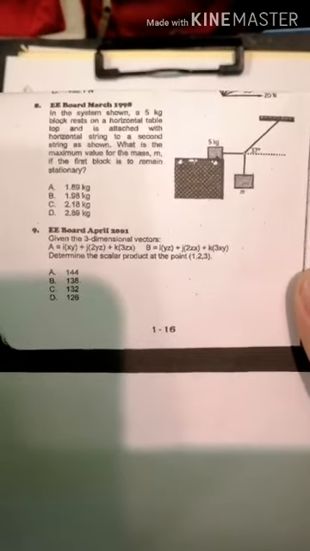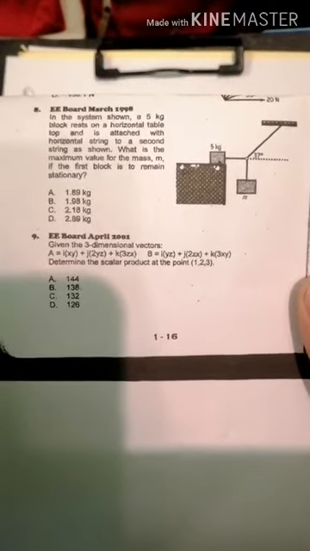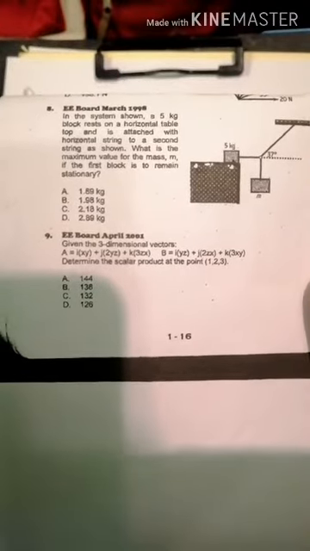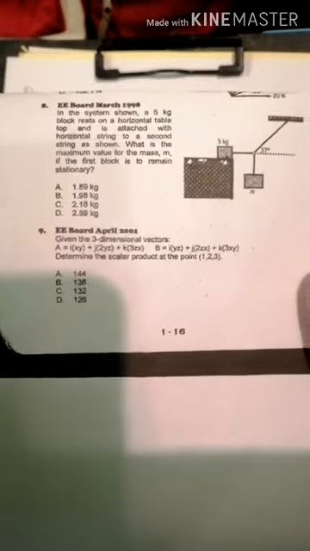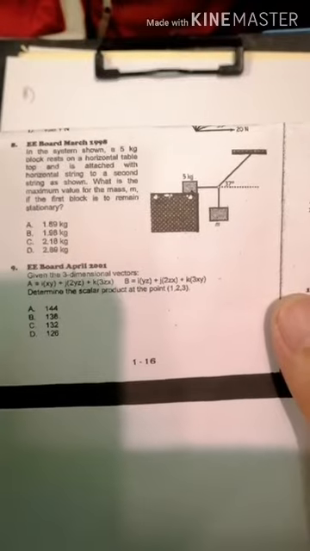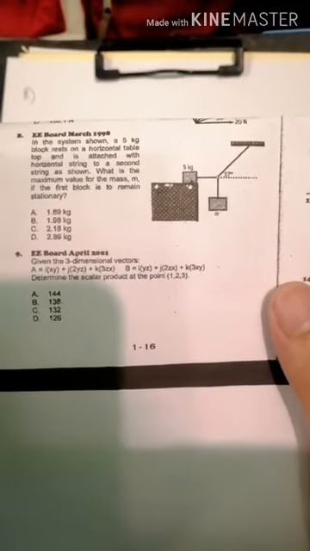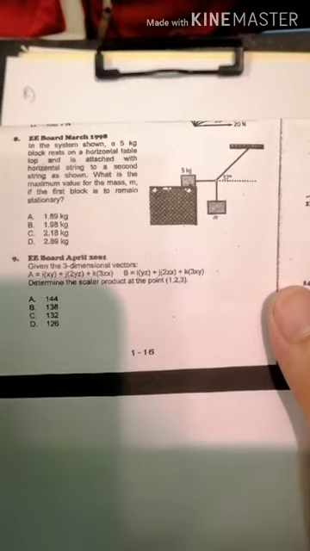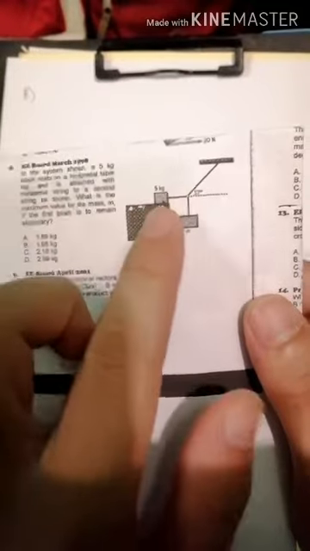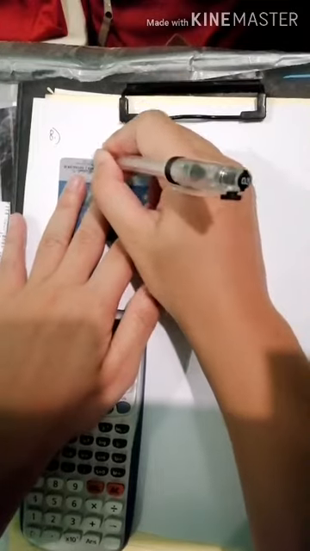Problem number 8. In the system shown, a 5 kg block rests on a horizontal tabletop and is attached with a horizontal string to a second string as shown. What is the maximum value for the mass m if the first block is to remain stationary? So, hanggang saang mass daw yung pwedeng i-load dito para yung 5 kg na to ay hindi gumalaw. Gawin natin, redraw yung figure.